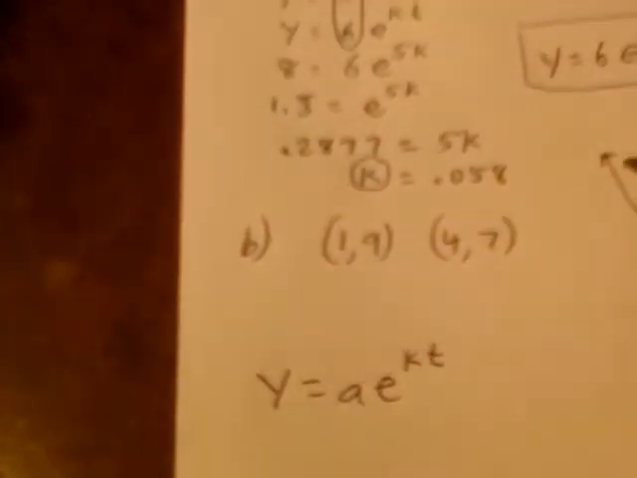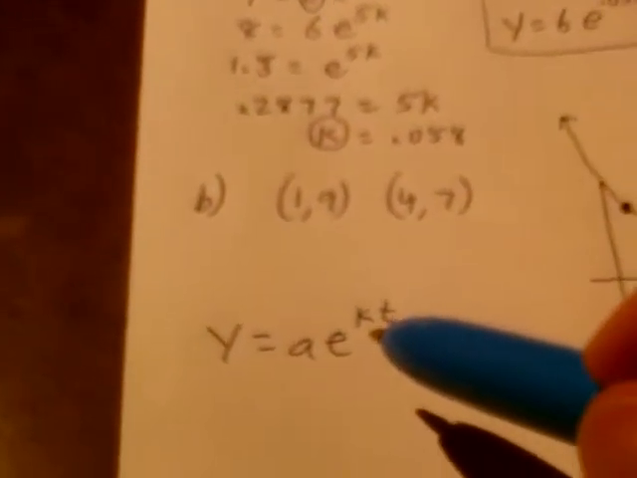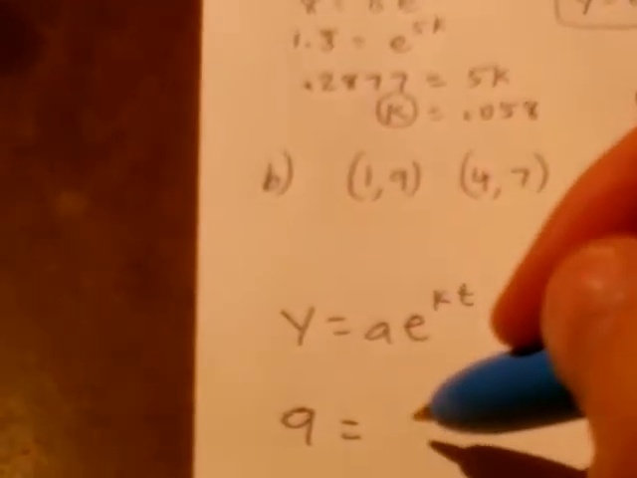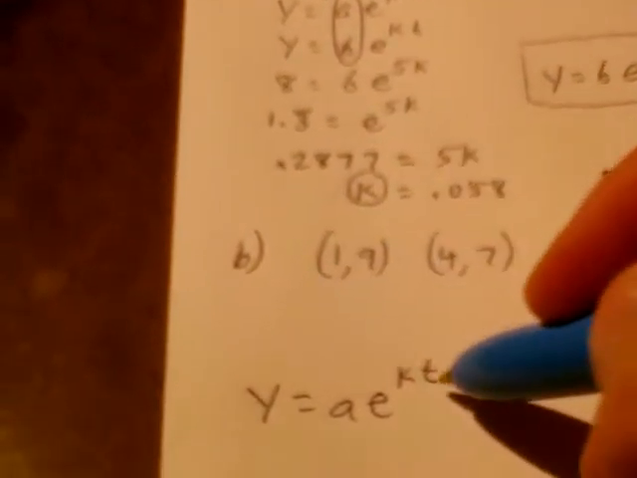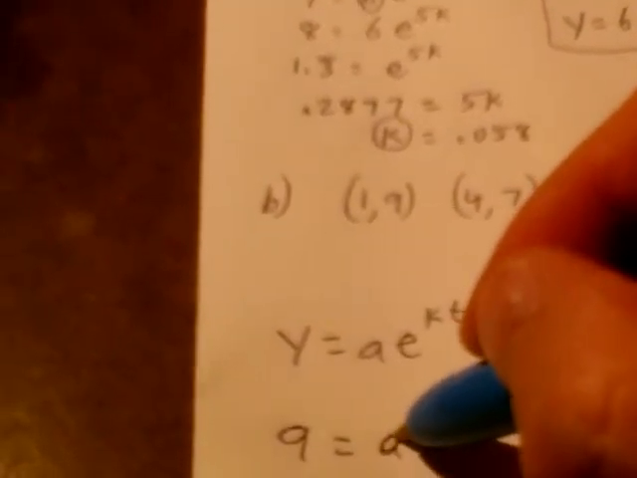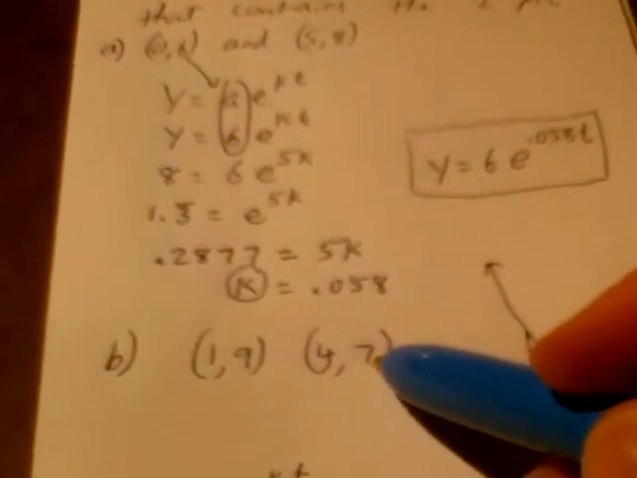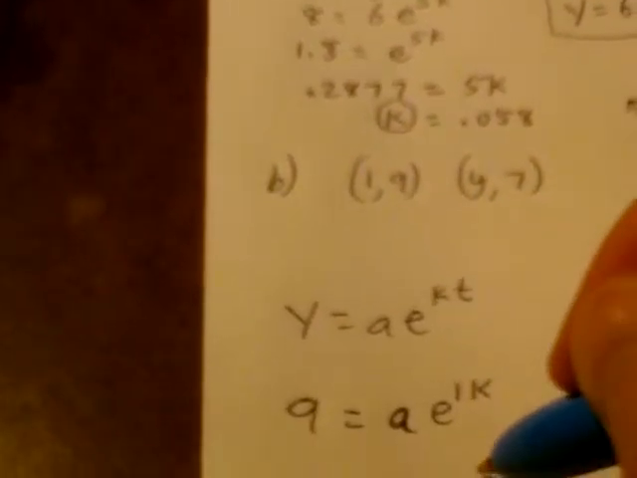And now we're going to use one of our points here. Well, actually, we're going to use both of our points at the same time, more or less. So let's plug in 9 and 1 and see what we get. So we have 9 for y. 9 equals a e to the 1 times k, because t is really our x. So we got 1 times k. And this is an a right here. This is 9a. And then we're going to get another expression from this one right here, 4 and 7. So we're going to get 7 equals a e to the, what is this, 4k.